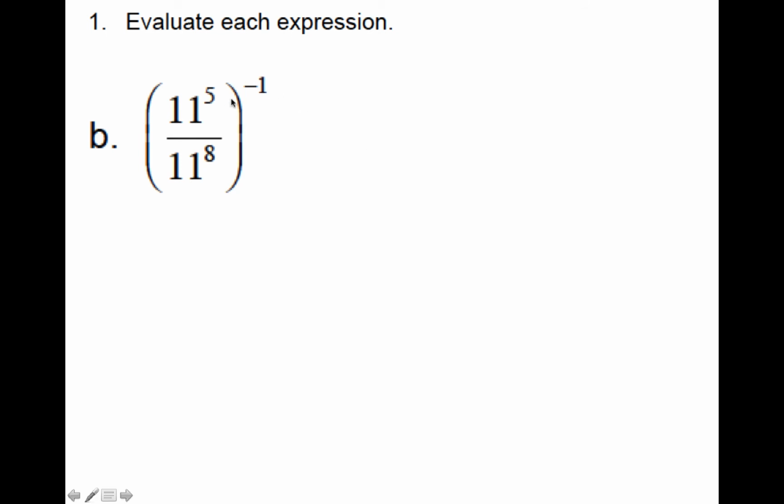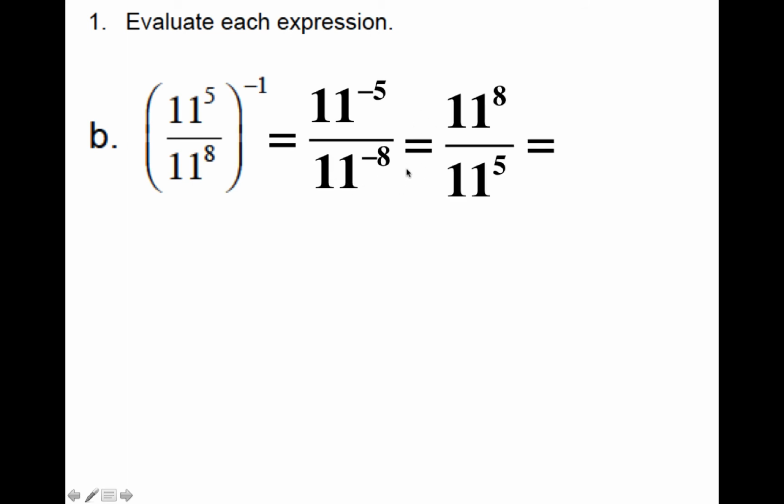For part B, we have to shower the power. So we have 11 to the 5 times negative 1, which is negative 5. And then 11 to the 8 times negative 1 is negative 8. If this is a negative exponent, it's going to move the base 11 to the bottom. And this is going to move the base 11 to the top. So these are actually going to flip. So it's going to become 11 to the positive 8 over 11 to the positive 5. Are there more 11's on top or bottom? There's more on top by 3. Or you can do 8 minus 5 is 3. And 11 cubed is 1,331.